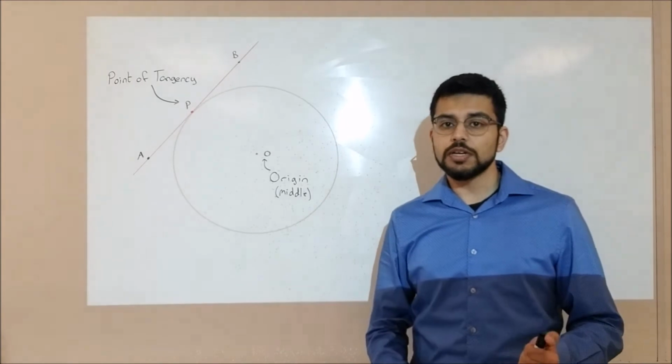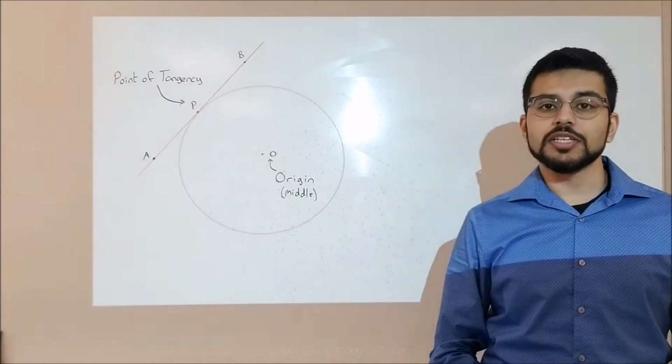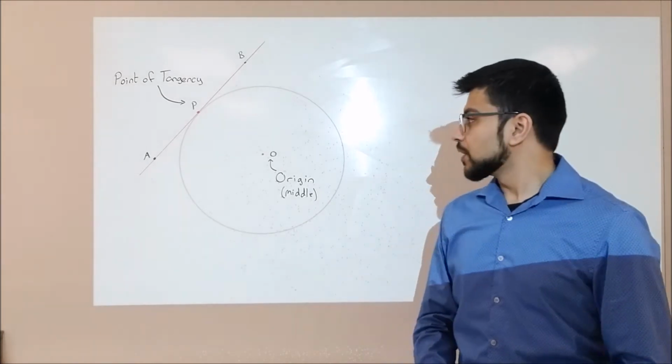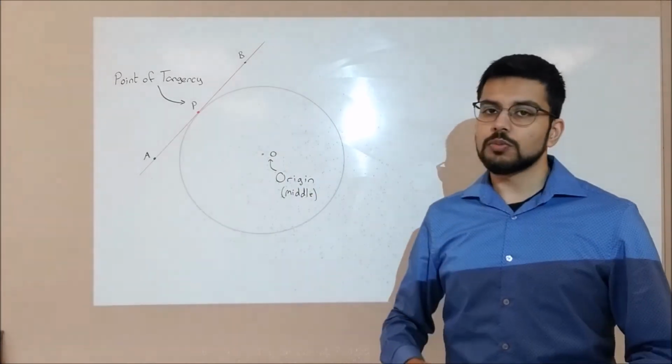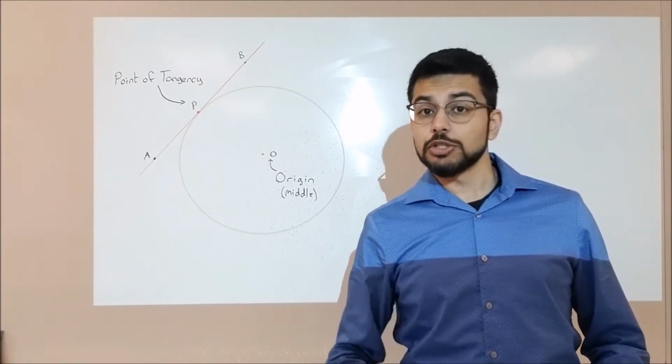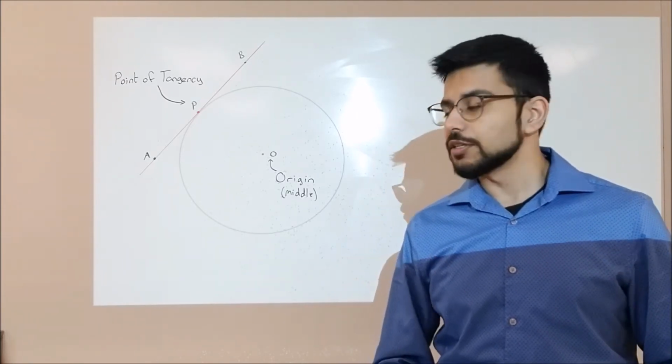I've also labeled my circle with O in the middle. That's called the origin, always. The origin is always the middle of your circle. So there's a point in the middle, which is O. There's a point on the side, which is P. And then there's points A and B, which are just points on the line of tangency.